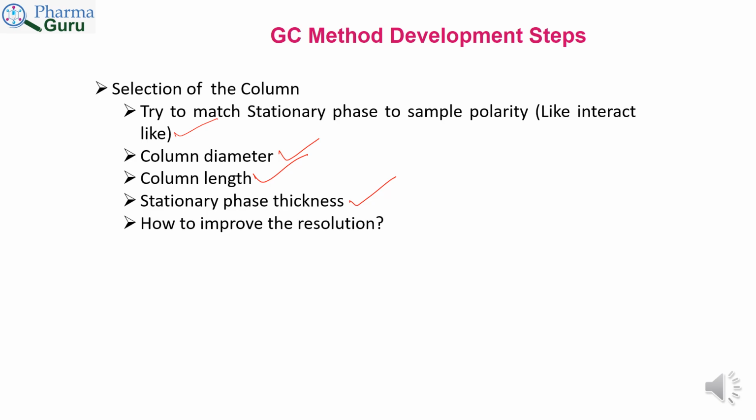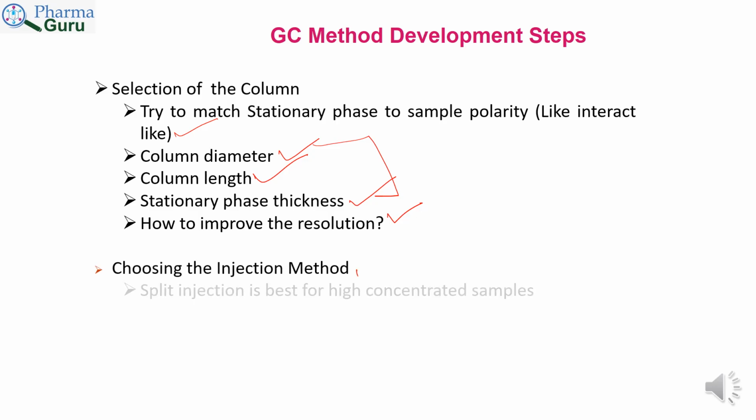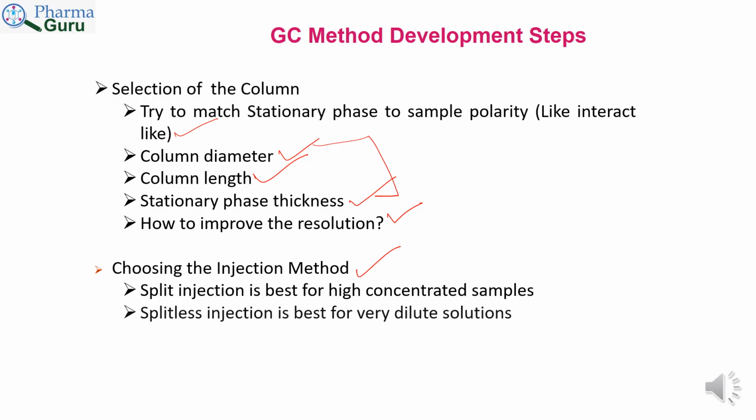How to improve resolution? I have already discussed here. Secondly, you can reduce the flow rate. You can also improve resolution with the help of temperature programming. Choosing the injection method, a split injection is best for highly concentrated samples. I have already discussed.